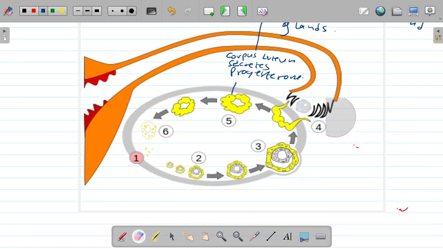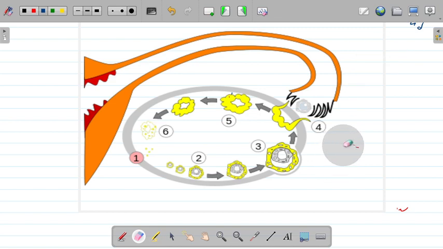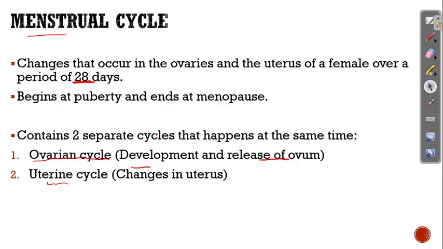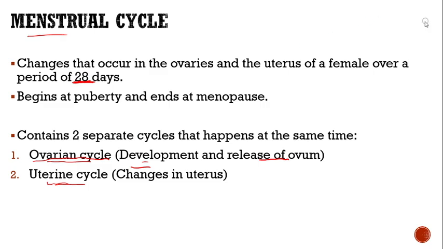Great. Now, let's go over it again. We said that during the menstrual cycle, two cycles happen. The ovarian cycle, the development and release of the ovum. We got that covered, right? Then the uterine cycle, the changes in the uterine cycle.